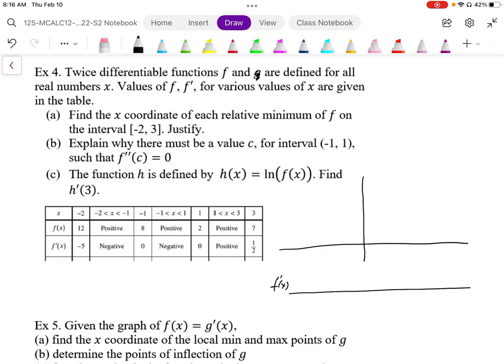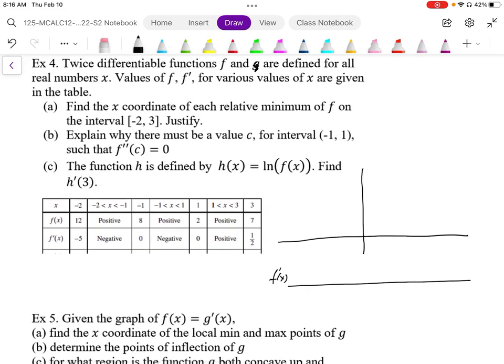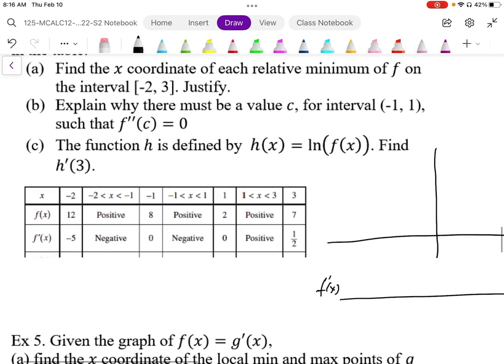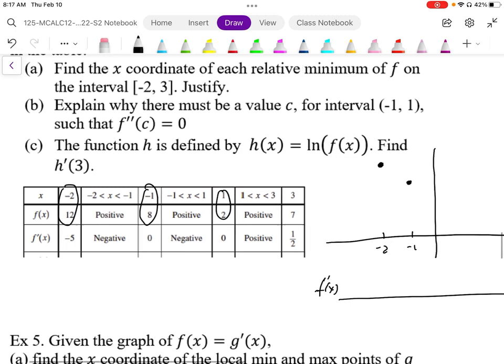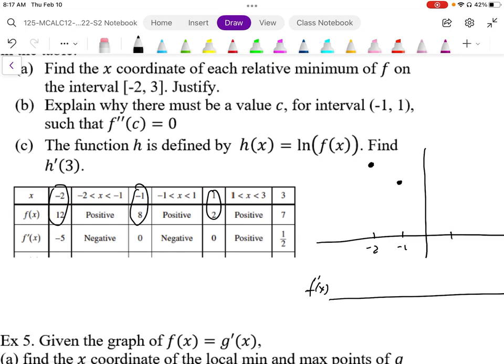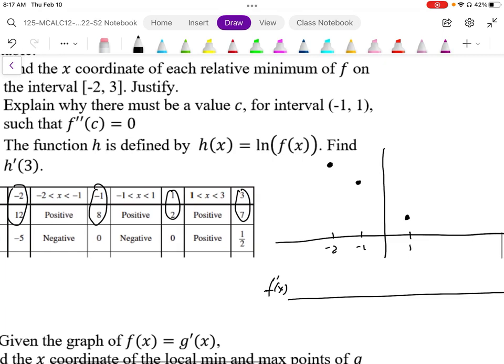So I've got my table here, and I'm going to plot my x and y coordinates based on the table. At x equals -2, y equals 12, so I'll draw -2 somewhere around here with a y coordinate of 12. At x is -1, my y coordinate is 8. At x equals 1, the y coordinate is 2. And at x is 3, the y coordinate is 7.